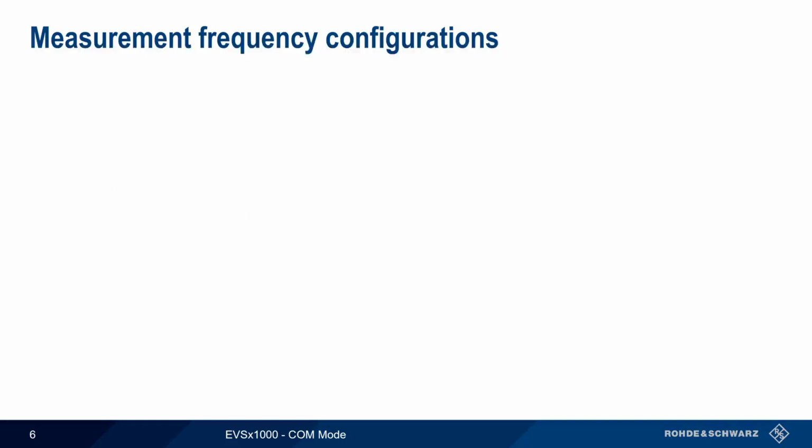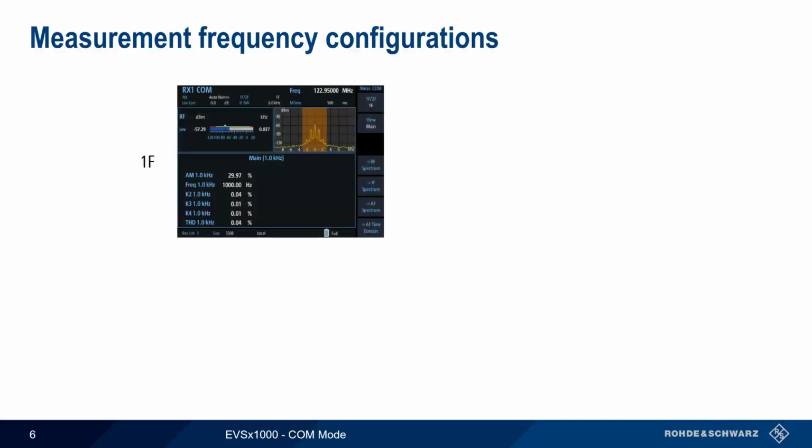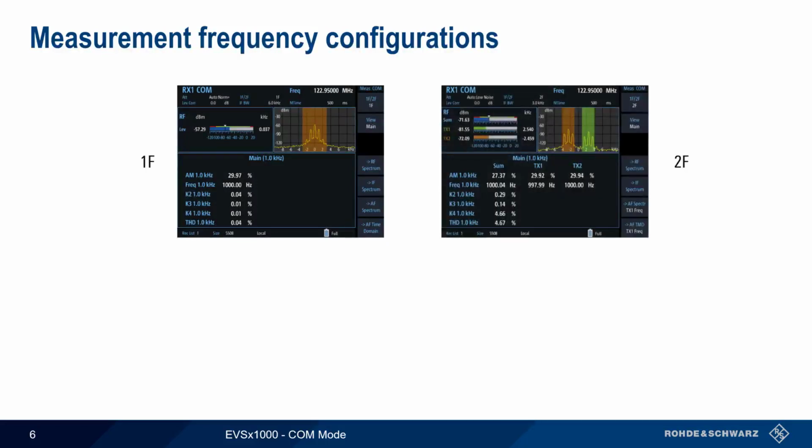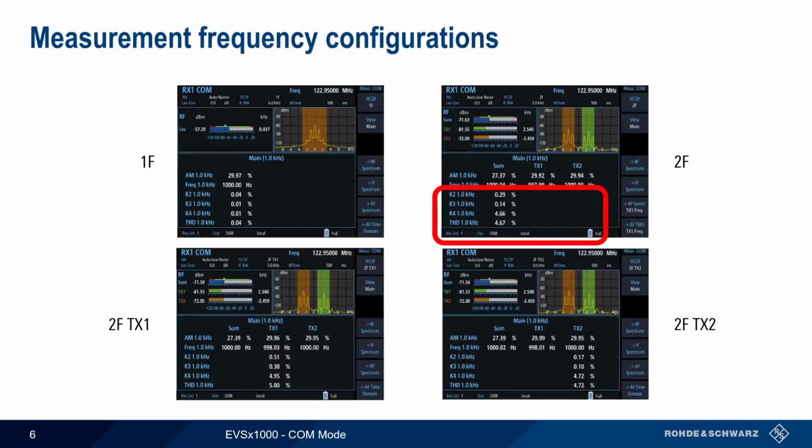Let's look at these different configurations. For 1F, we see measurements being performed only on a single carrier, and for 2F, we can see two carriers and measurement parameters for each. The harmonic distortion measurements K2 through K4 and total harmonic distortion, which we'll discuss in a few moments, are shown for the combination or the sum of both carriers. 2F-TX1 and 2F-TX2 modes also show measurements for both carriers, but the harmonic distortion parameters in these cases are calculated for only one of the two carriers instead of the sum of both carriers.